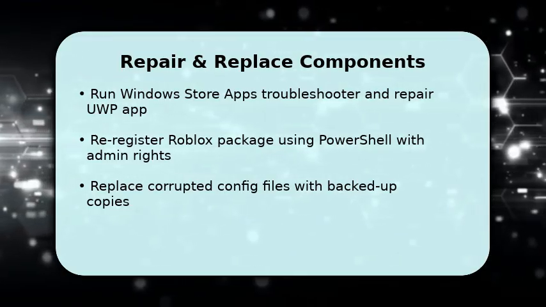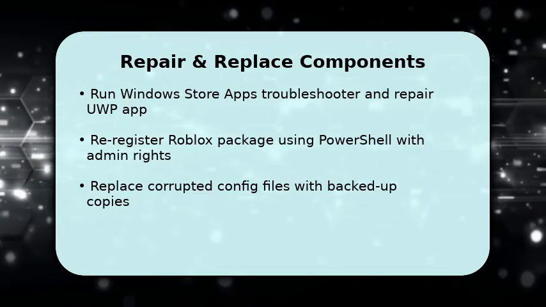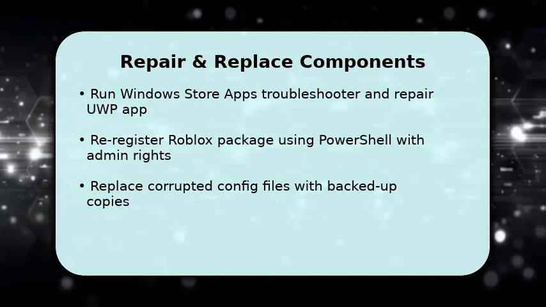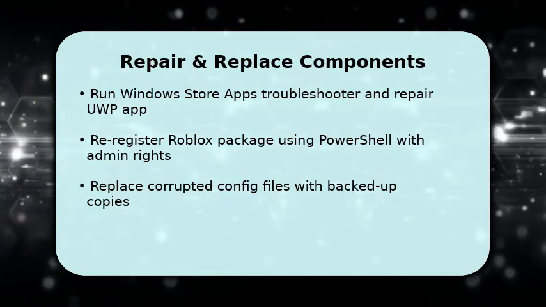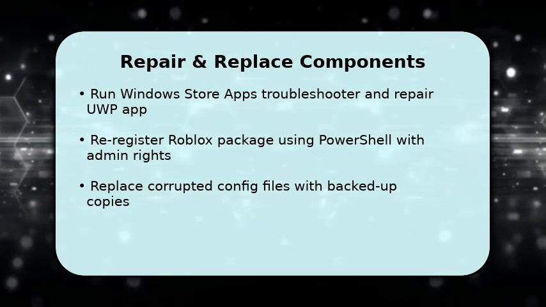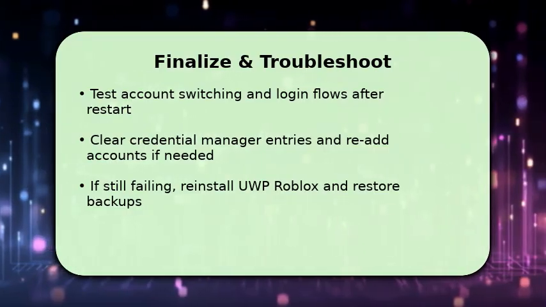Make sure to stop the app, then replace corrupted account manager config files with your backups. After replacing, reset file permissions to the app user so Roblox can read and write account data correctly. Finish by restarting Windows and testing account switching and login flows inside the UWP Roblox app.